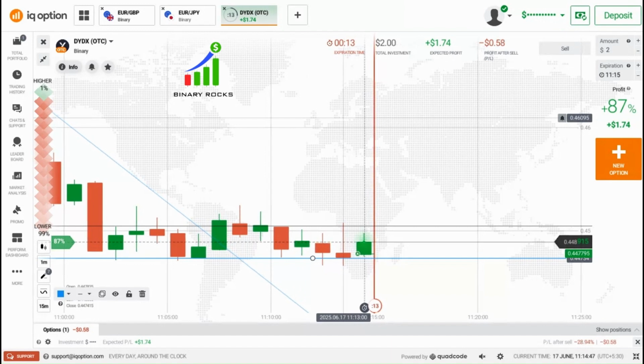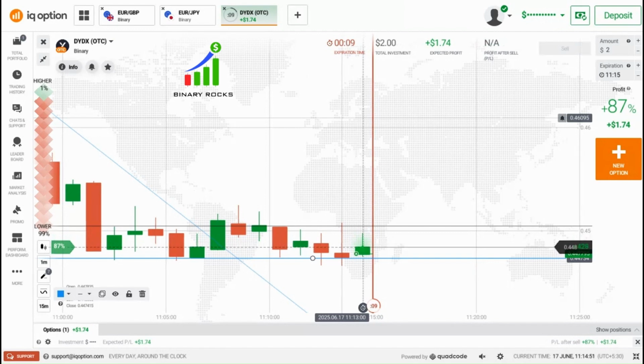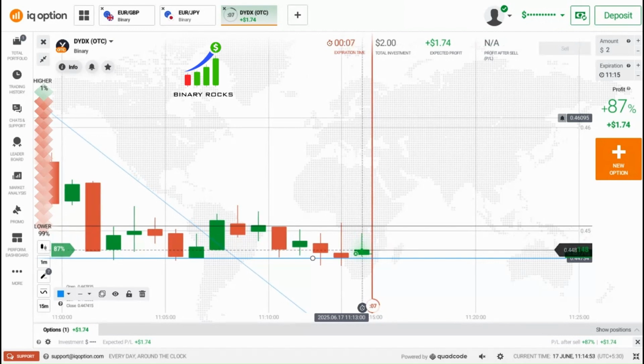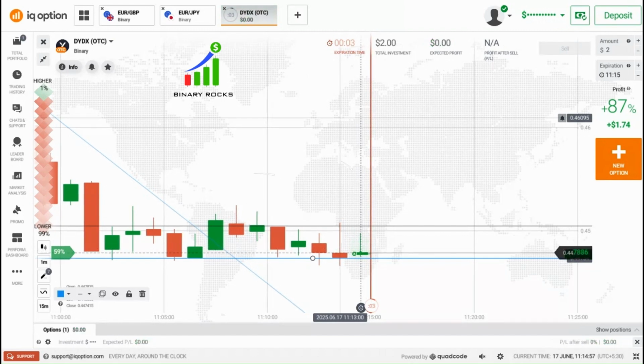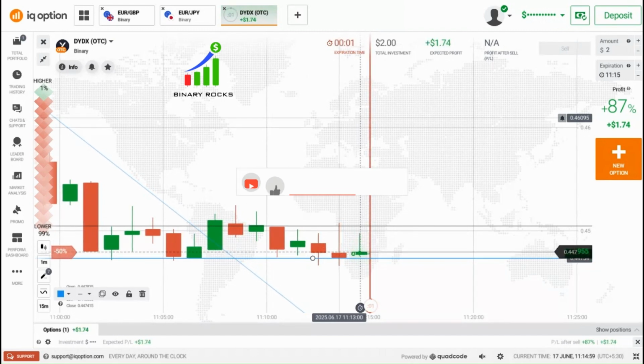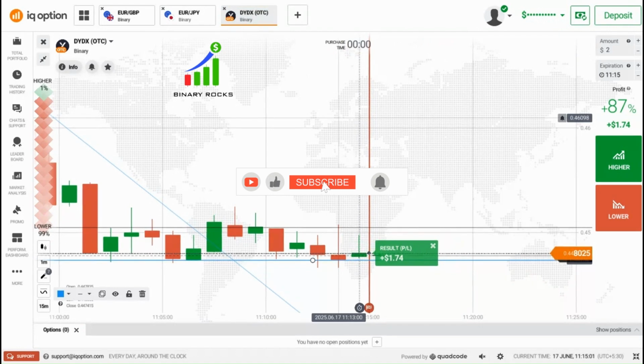Is it clear? Whenever you get this kind of range, try to plot the outer levels. Then whenever the market reaches there, you can go with a reversal. That's it. See, here at last I got a win. Still there is a gap.